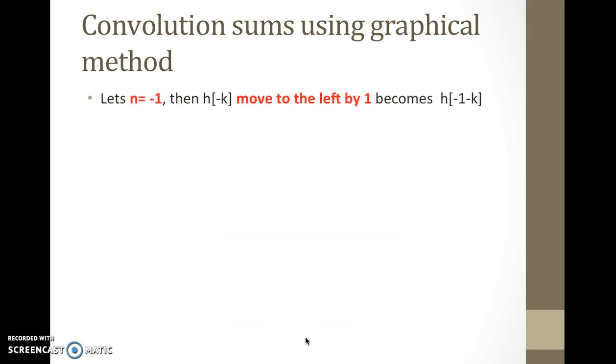So let's take n equals minus 1. Now n equals minus 1. Previously it was plus 1, so this one is minus 1. So what happens to h of k? h of minus k has to move to the left by 1, so it becomes h of minus 1 minus k. This is the graph for h of minus 1 minus k, shifted to the left. That means it's minus 1, 0, and 1. So at 0 is minus 1, at 1 is minus 2.